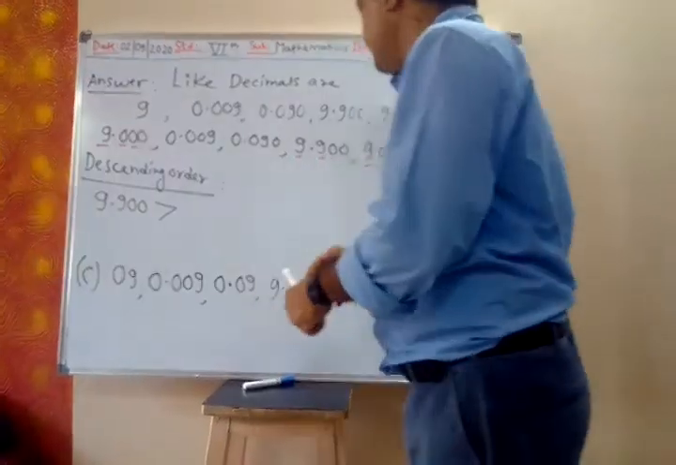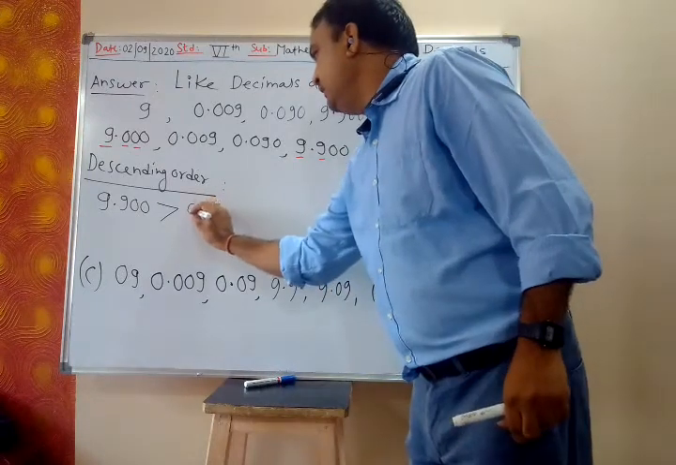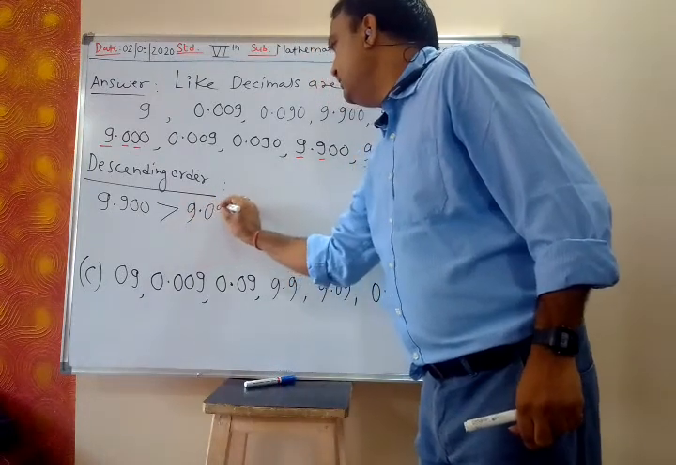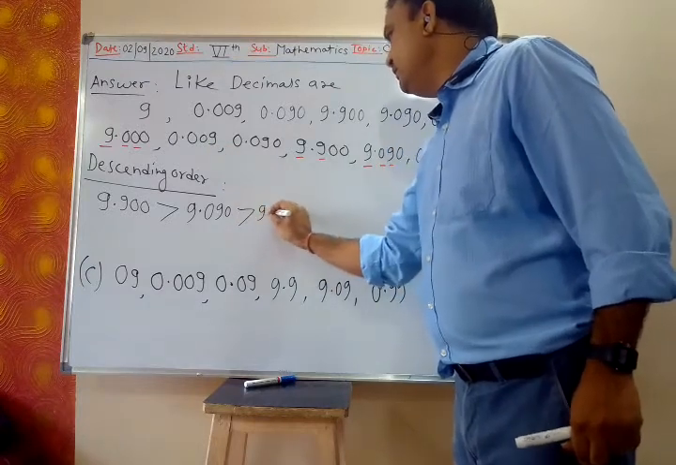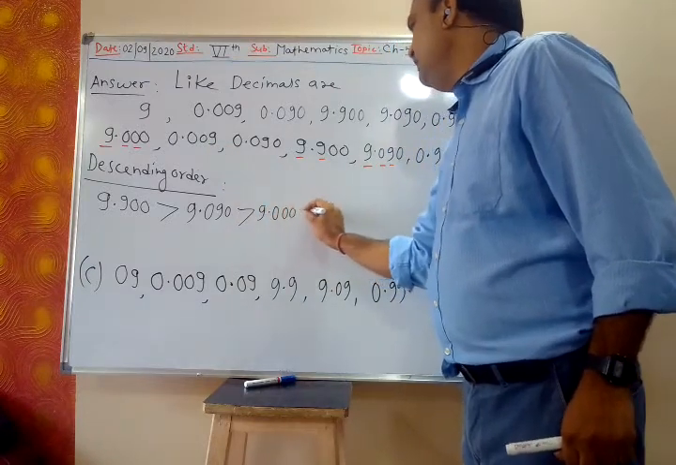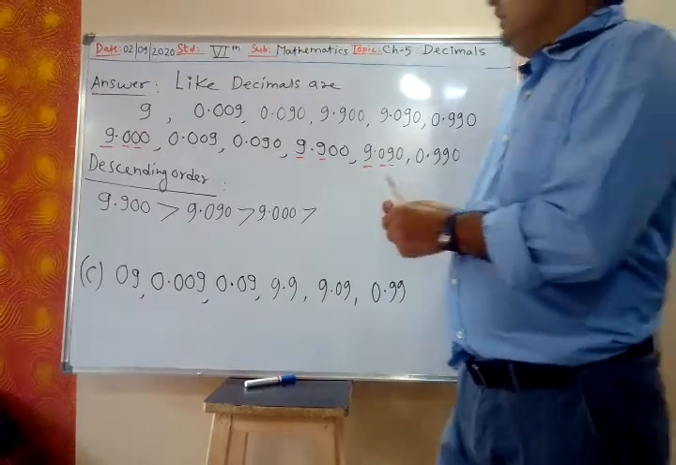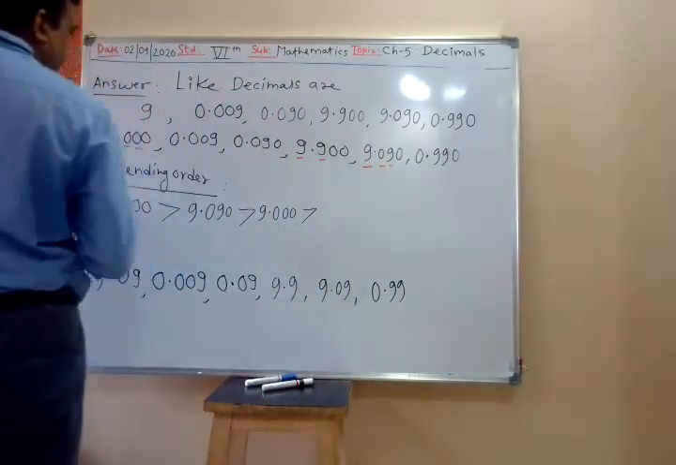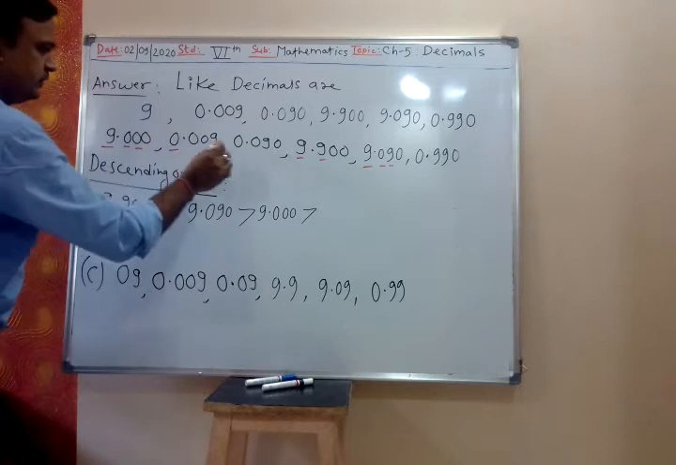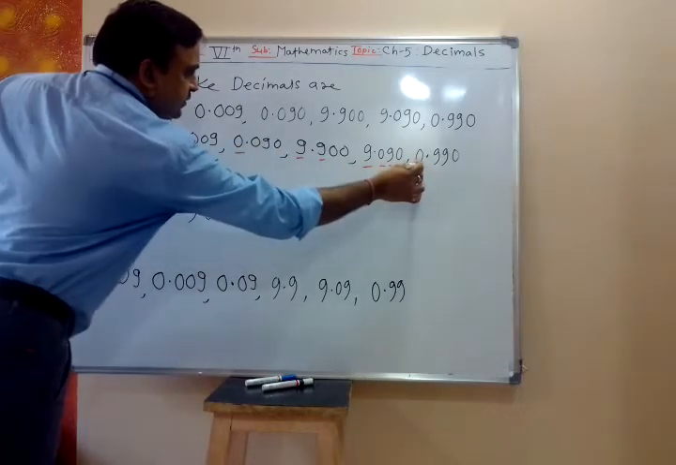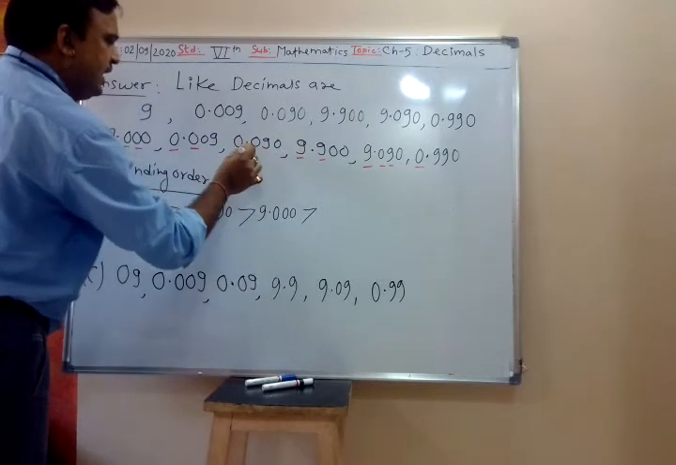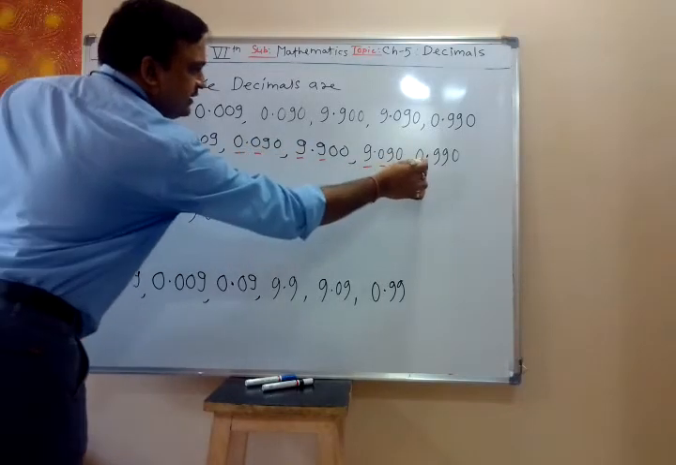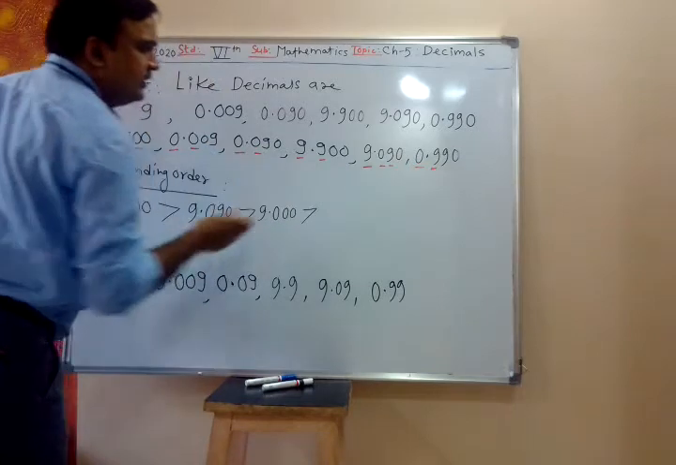9.090 is bigger. Then we write 9.000. So 9 is over. Now we have the 0 point. This is 0, this is 0, and this is 0. After decimal it is 0. After decimal it is 0. After decimal it is 9. So this is bigger.